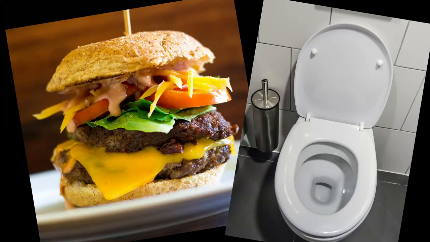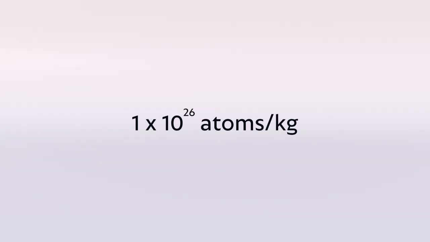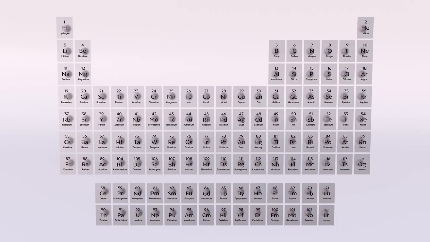You are made of about 7 billion billion billion atoms, give or take. Or per kilogram of human, it's about this many atoms. You could do the math for your body. Atoms come in more than one flavor though, about 100 kinds. We call these different types elements, and you'll see them laid out all nicely on the periodic table.